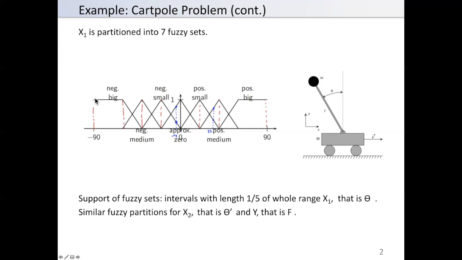For theta and theta prime, we defined fuzzy sets. We assume that theta is between minus 90 and plus 90. X1, which corresponds to theta, is partitioned into 7 fuzzy sets, which are negative big, negative medium, negative small, approximately 0, positive small, positive medium, and positive big, as we have seen previously. Supports of fuzzy sets are intervals with length 1/5 of the whole range for x1, that is theta, and similar fuzzy partitions for x2, which is theta prime, and also for the output, which is y, are applied.